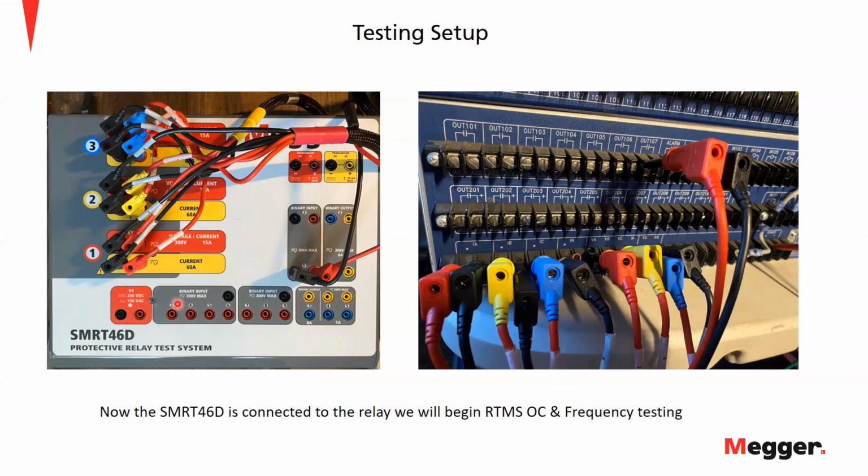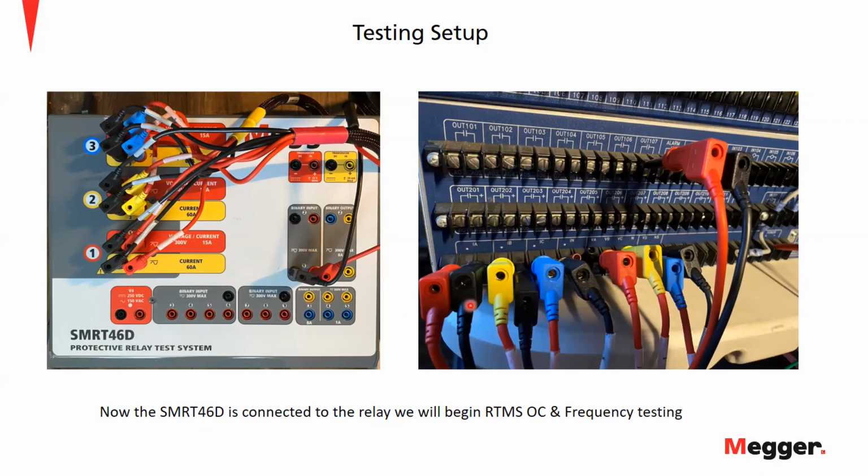The top of my 46D here, showing you that I'm using these dedicated current channels. This number 1 I'm labeled as my A phase, B phase, and C phase. Also B phase will be my yellow, and C phase will be blue. We also have to have our binary input because we need to sense the contact that's coming from the relay, because we need to know when the relay is going to operate in order for us to stop our test set.